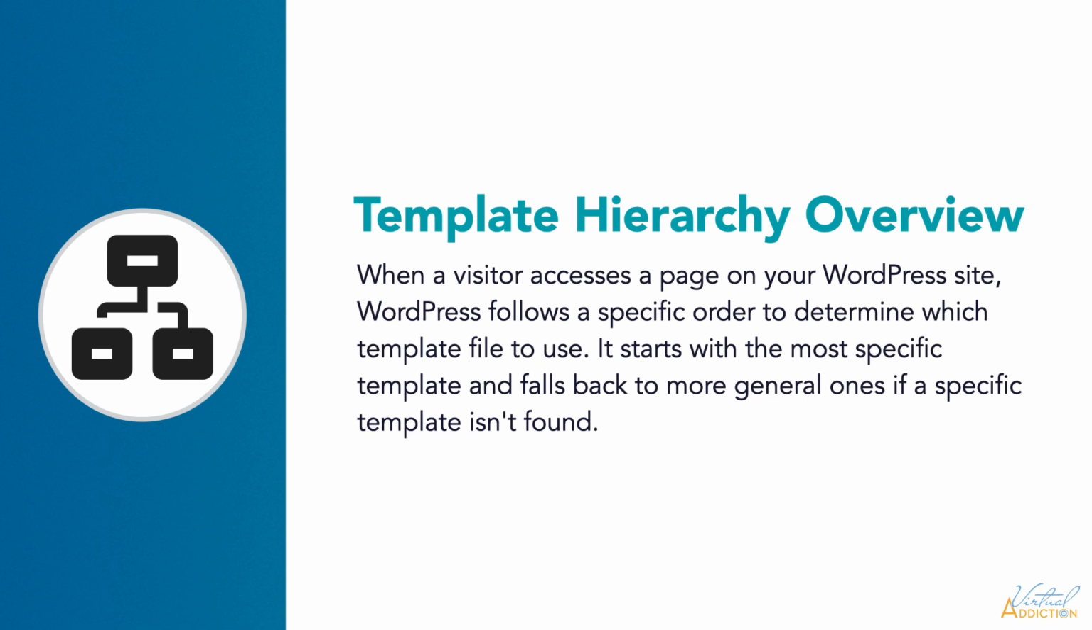The WordPress template hierarchy is the system that WordPress uses to determine which template files to use when displaying a page on your website. It always follows a specific order, falling back through a series of files until it finds one that exists within your theme.